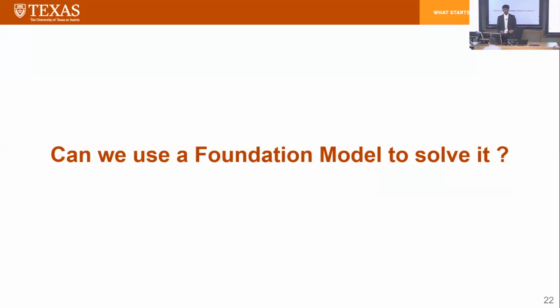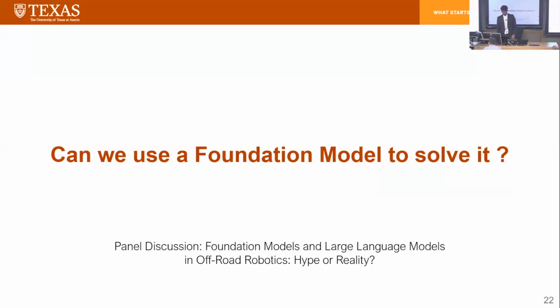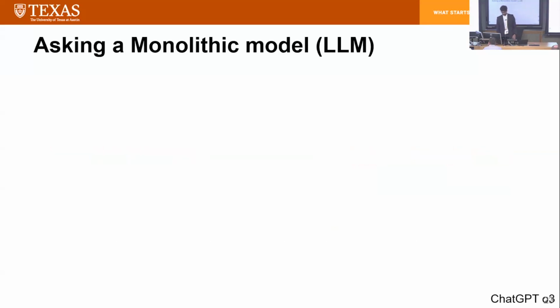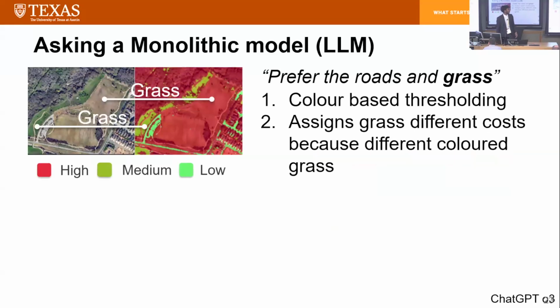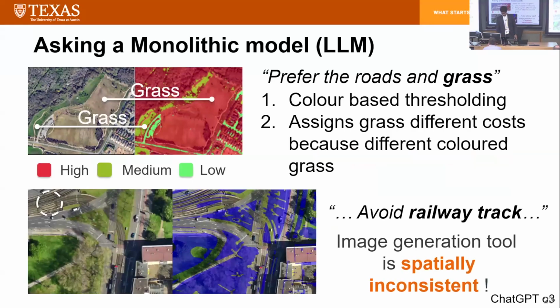So the first question is, can we use a foundation model to solve it? And I would be very interested in the panel discussion that will be happening today about foundation models in off-road robotics, whether it is a hype or reality. So we asked a monolithic model, an LLM, to do that. The first thing that it does is do color-based thresholding, and the same semantic class can be visually different as we have seen. And for one type of grass, it gives high costs. For the other, it gives low cost. Or if you use the image generation tool, it gets the concepts right, but it's not spatially consistent.